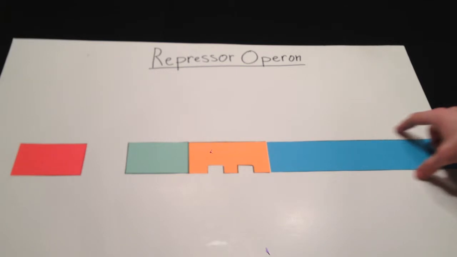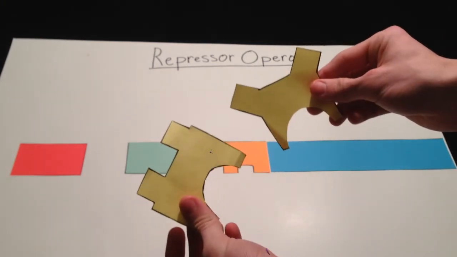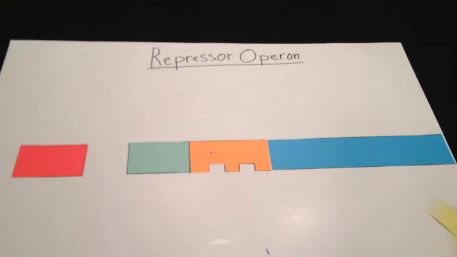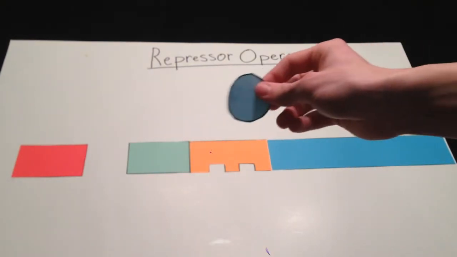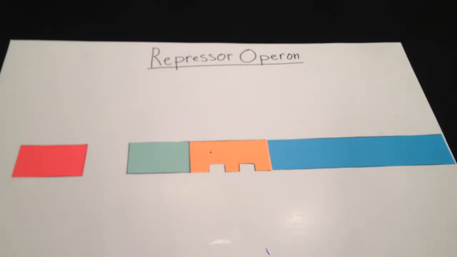This long blue strip will represent our structural genes, which code for various amino acids, and in this case, because of the repressor operon, we will be using tryptophan. We have these two puzzle piece-like shapes that will represent our repressor proteins. This one is inactive, while this one is active. And this little blue circle will represent our tryptophan that is made and will bind to the repressor proteins.